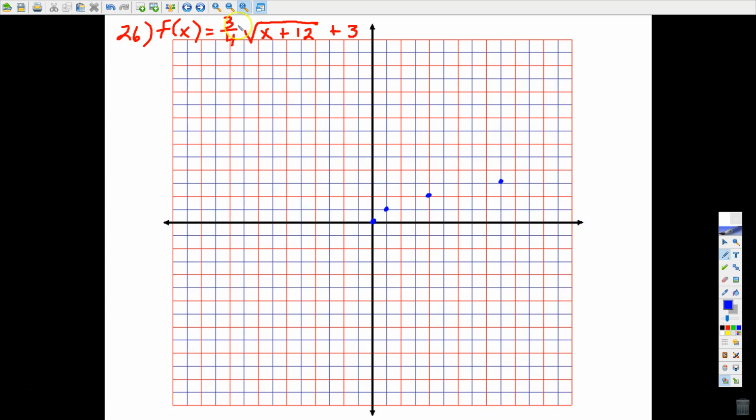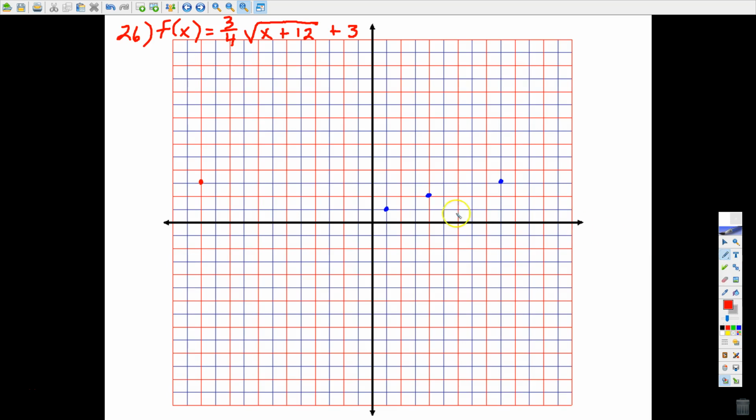So let's just start by multiplying the y coordinate of this origin point by 3/4. Well, 3/4 times 0 is still 0. And now I'll do the shift of left 12, 2, 4, 6, 8, 10, 12, and then up 3. And that origin point is now this left point over here in red.